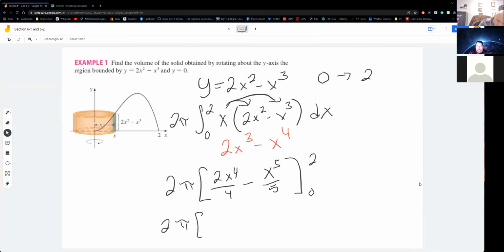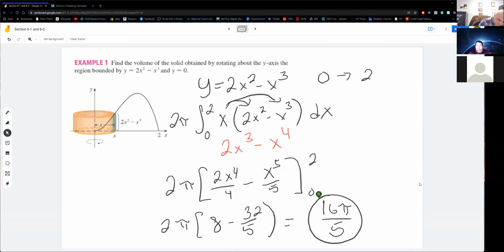So plugging in the 0 is going to cancel everything out, so I don't have to worry about that one, which is good. Plug in the 2. So this is 8 minus 32 over 5. So I end up getting 16 pi over 5 is my volume.